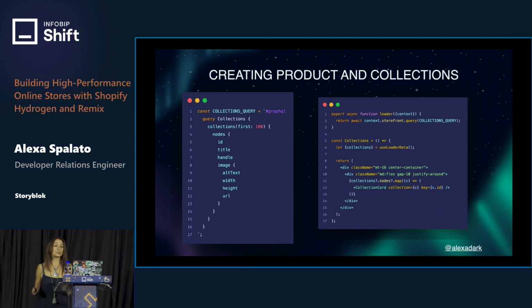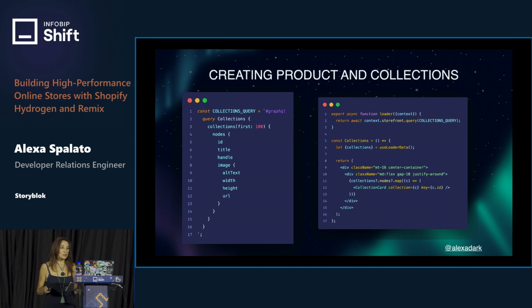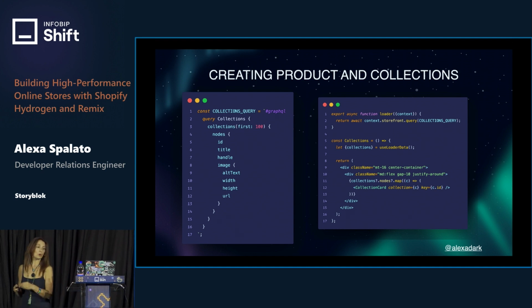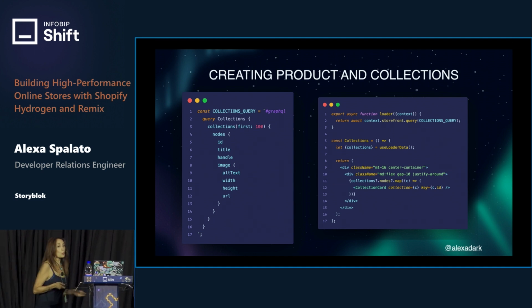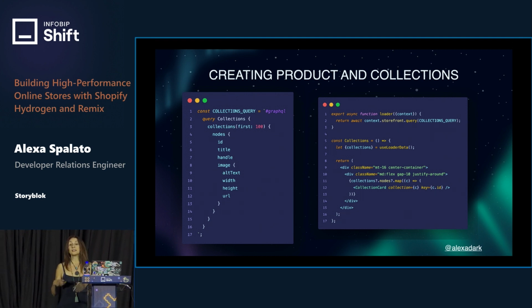So this is how it works. Here for the collection index, we create a collection query to get the ID, the title, the handle, and the image of our collection. And then we pass this query to context.storefront.query in our loader. So the loader will get this data from the server. Then in our collections component, we get the collection data using useLoaderData, which is a Remix hook to get the data from our loader. Then we map around our collection and display them.